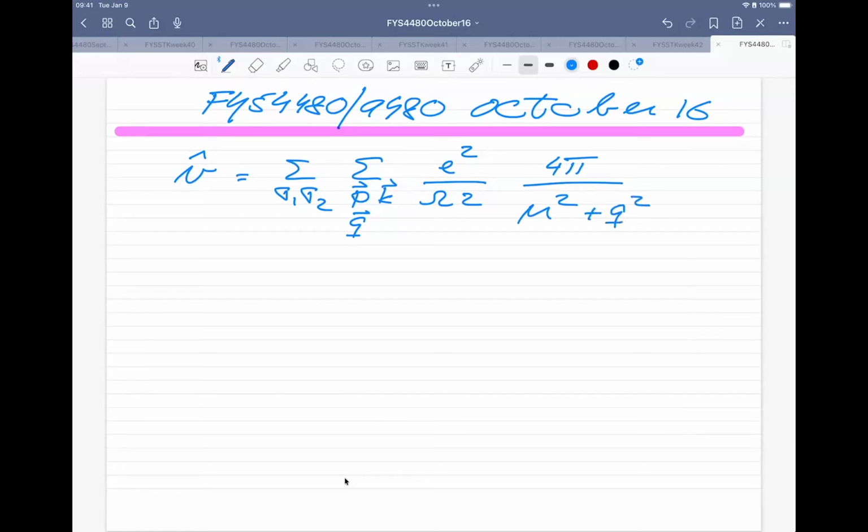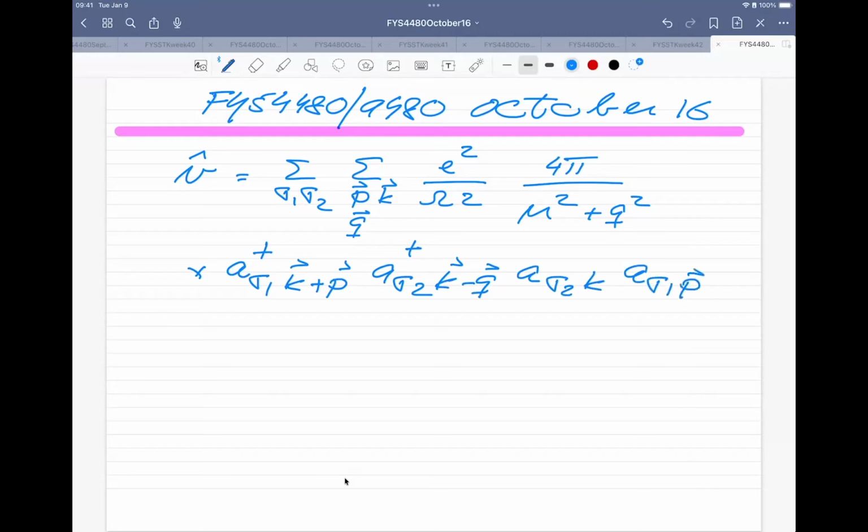So let me remind you of what these different terms are. This is then multiplied with an A of sigma 1, dagger. And then we had a conservation of momentum, which we have to obey. And I'm going to bring back what these definitions stand for. So let me just write down the expression. So these are the subscripts for the creation and annihilation operator, the states they refer to. So we have a sigma 2 of K, and then we have an A of sigma 1 of P.